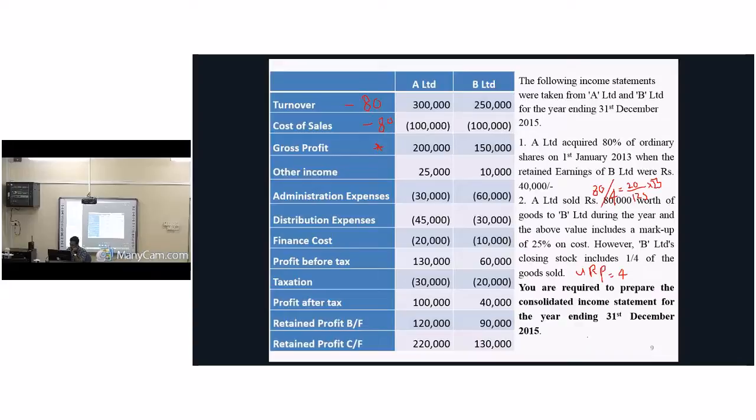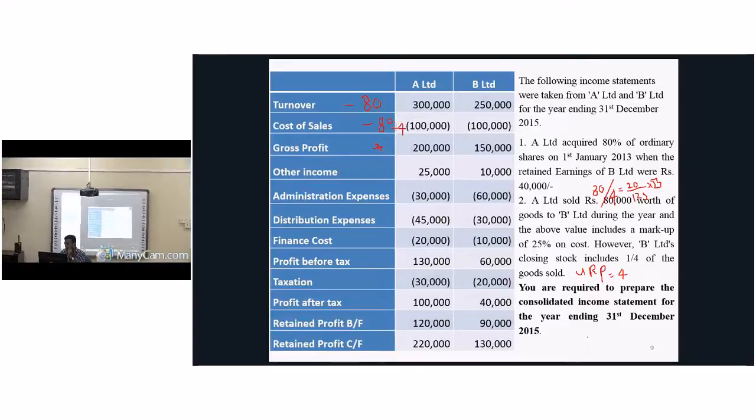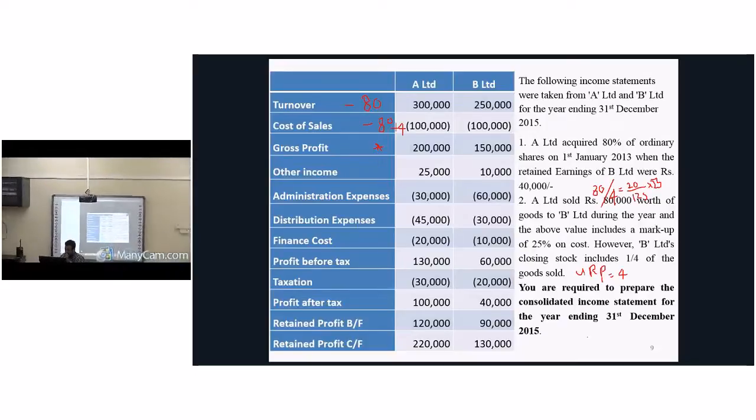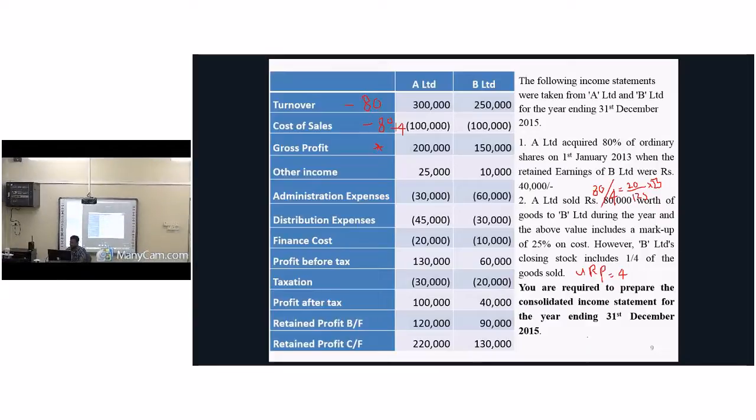Therefore, what should I do? I should add 4,000 to cost of sales. Then what happens obviously? My cost of sales will be increased. That means understated cost of sales will be restated. At the same time, what will happen to my gross profit? It comes down. Understand? Those are the only two new adjustments we have in this question. So therefore we can now complete the answer.